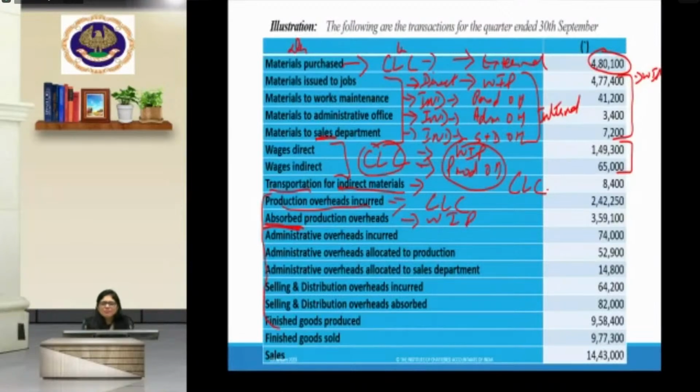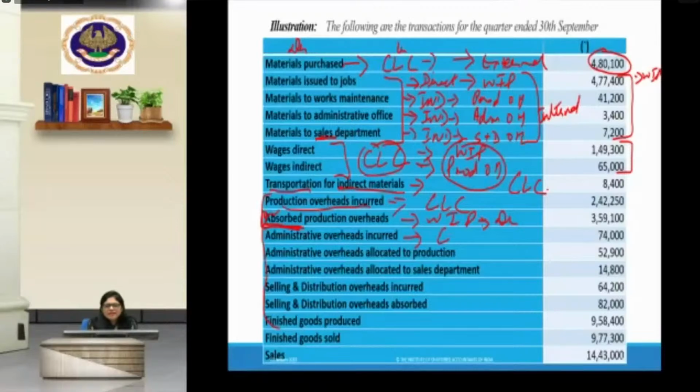So the entry will be WIP account debit to production overhead control account. Whichever account we are transferring to will be debited and whichever account we are transferring from will be credited. So WIP will be debited and production overheads control account will be credited. Clear? So WIP account, production overheads will be absorbed to WIP.